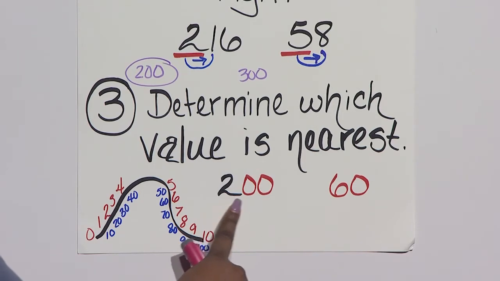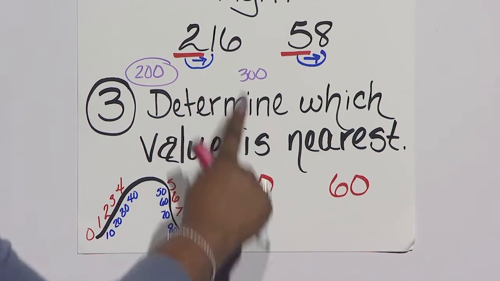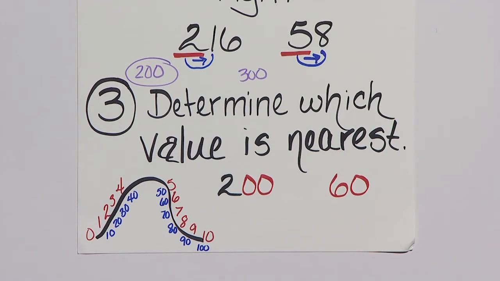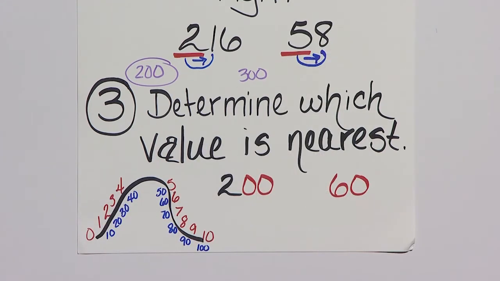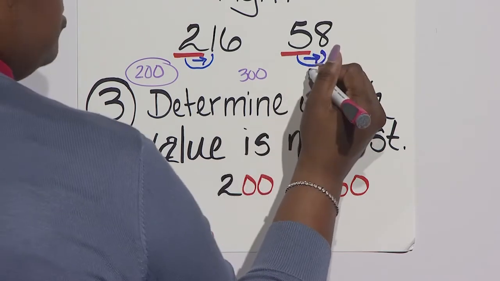What do you notice? What happened? What happened to the 16? We rounded it, or we turned it into zeros. Round numbers. Let's look at 58. What's my range? 50. Good.